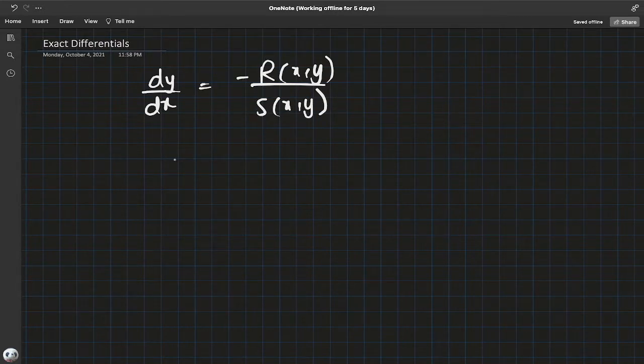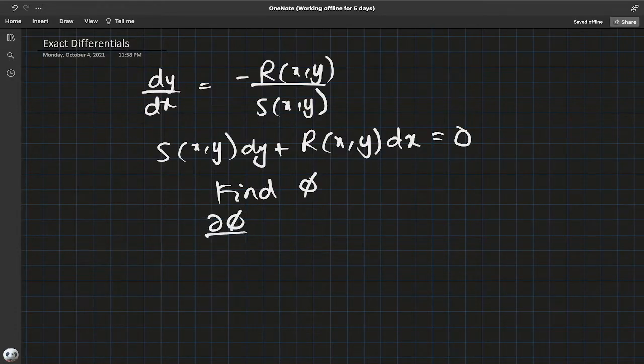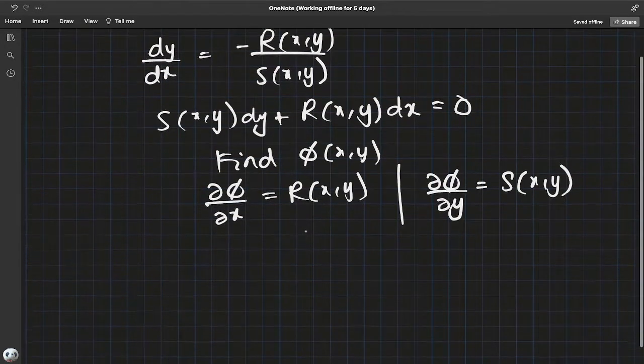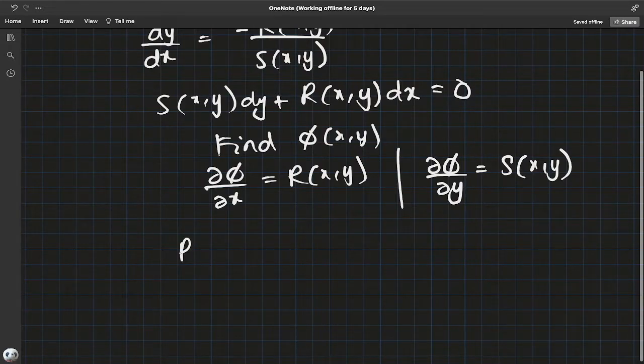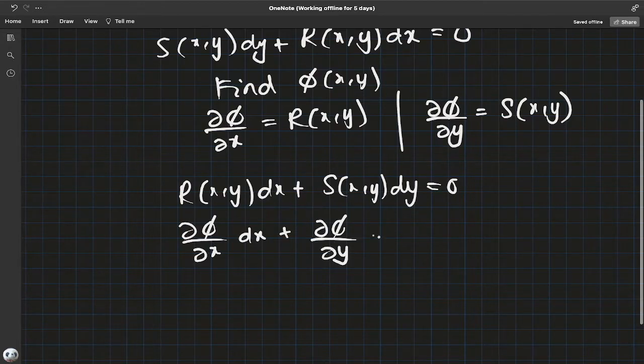These guys are functions of x and y. If you can write this in this way, equals 0, and then if you can find a phi such that partial of phi with respect to x, phi is a function of x and y, that's why I'm doing a partial derivative here, equals r of xy, and partial of phi with respect to y equals s of xy, then you can write r as partial phi partial x dx plus partial phi partial y dy equals 0.